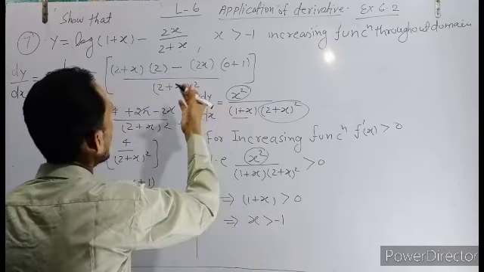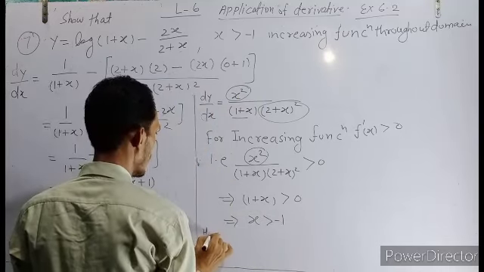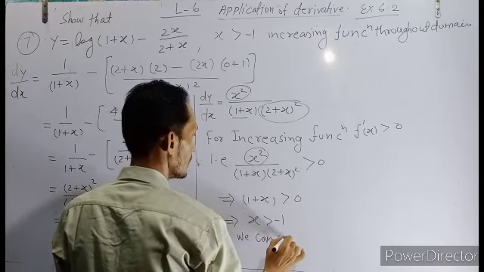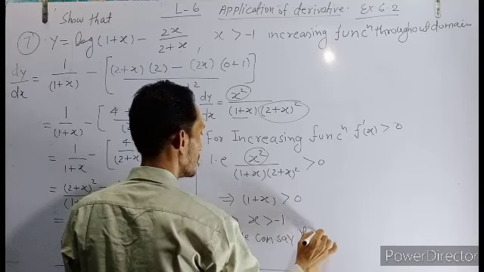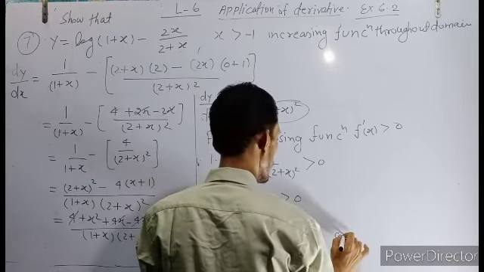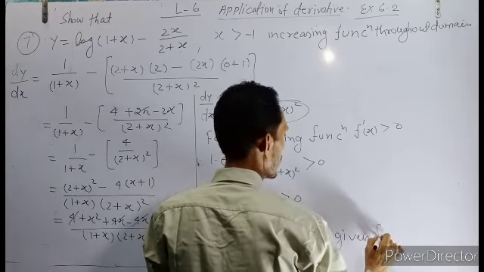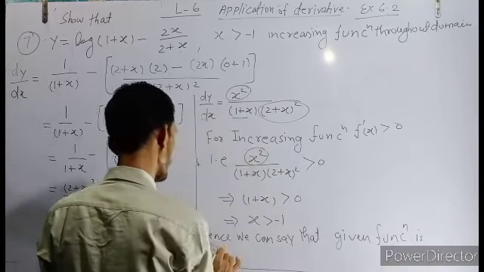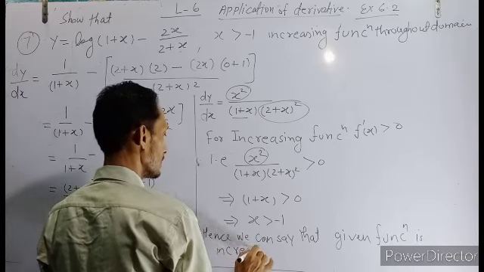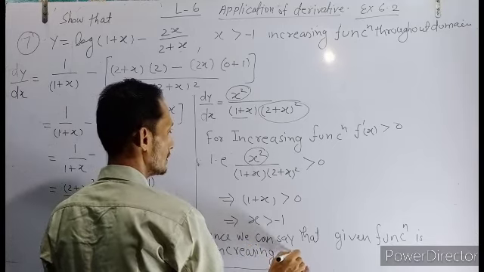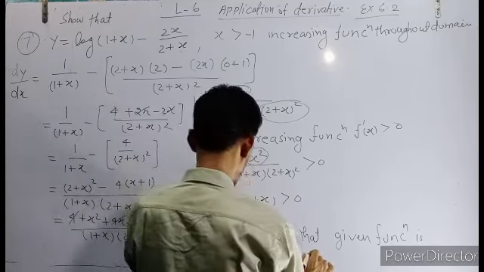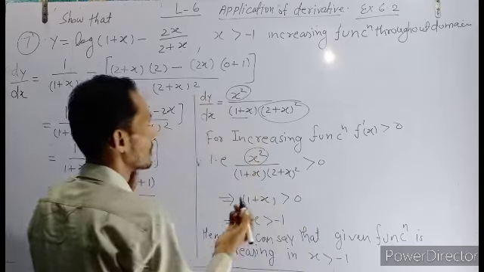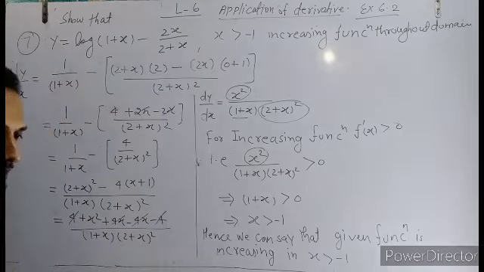That is the proof. Hence we can say that the given function is increasing for x greater than minus 1. That is the proof; we have to show only this.